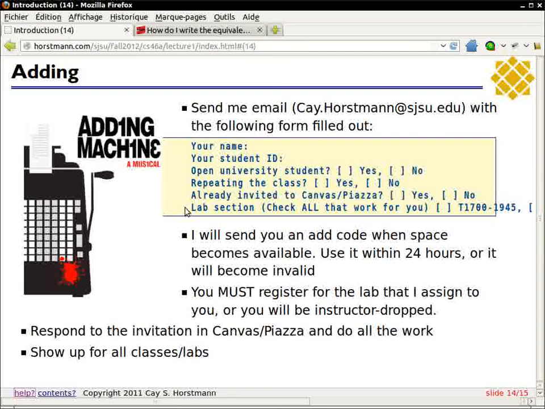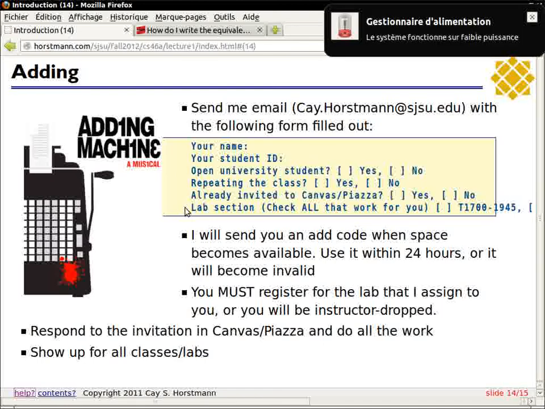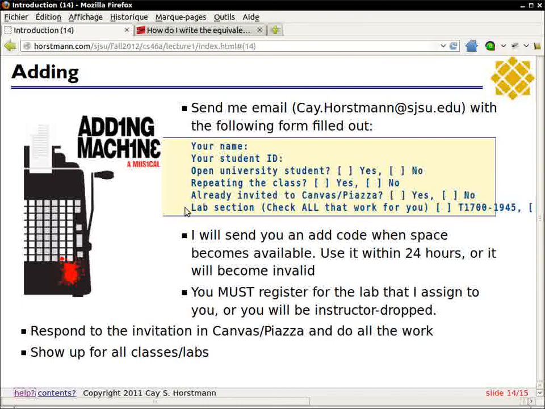Because for some reason, when I send you a permission code, they no longer enforce the capacity of the labs. You could theoretically add yourself to any old lab, and that could cause some of the labs to overflow. And then there would be more people in the lab than the room can hold, and it would just not work. And so what we're going to be doing is I will tell you what lab you must enroll in, and I will later check. And if someone tries to cheat, then I will instruct or drop them. So don't do that.